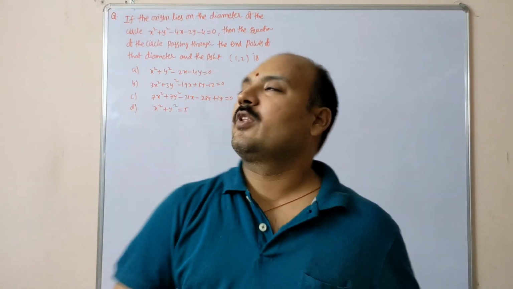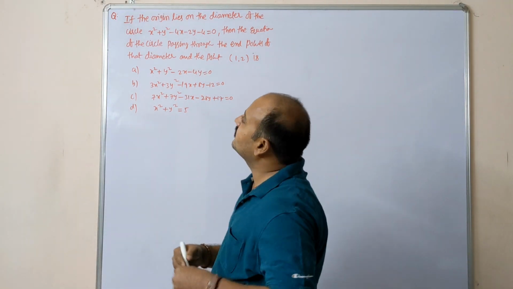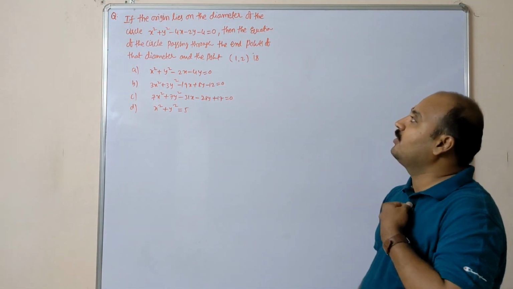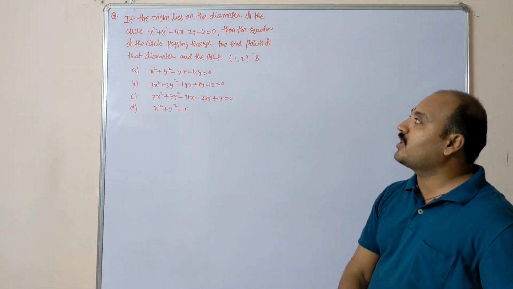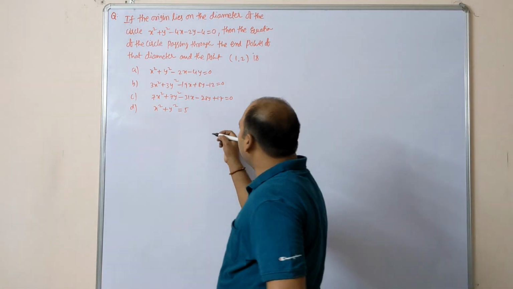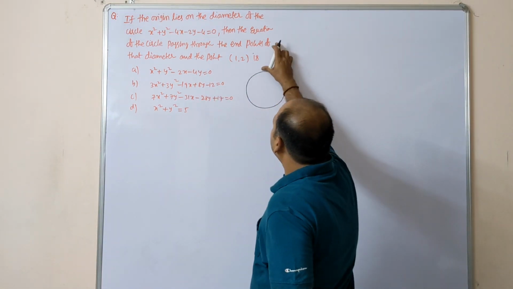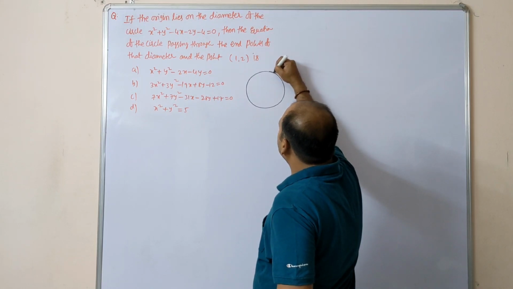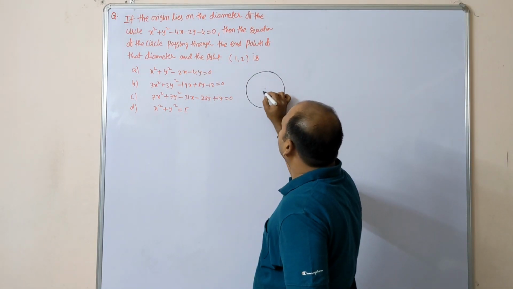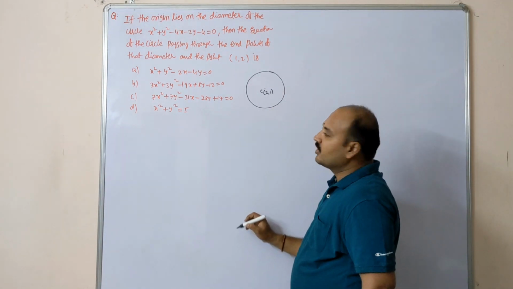The next question. If the origin lies on the diameter of the circle, then find the equation of the circle passing through the end points of the diameter and the point (1, 2). So this is the circle I am taking, dear students. For this we require the diagram. So this is the circle equation. What is the center of the circle? (2, 1) clearly. So center (2, 1). This is the diameter of the circle only, no?